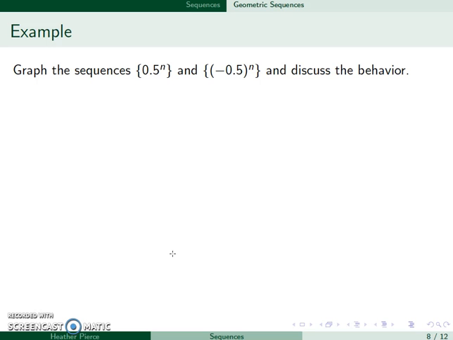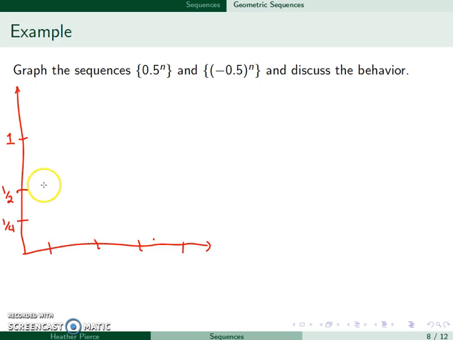So let's consider these values. So let's start with graphing 0.5 to the n. We'll let this be 1, 1/2, 1/4, etc. So 0.5 to the first power is 1/2. Squared is 1/4. Cubed is 1 over 8. And then to the fourth power would be 1 over 16.